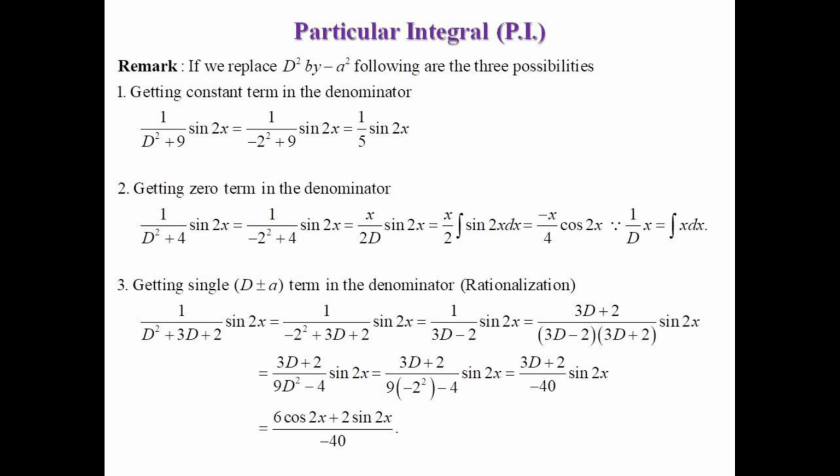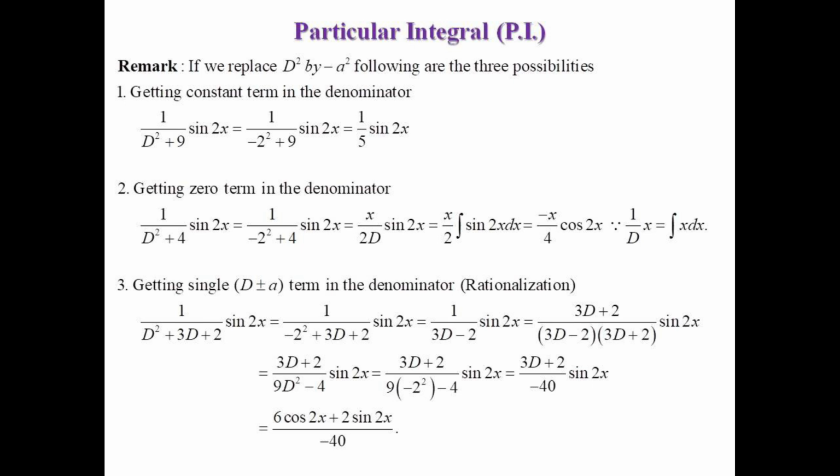But it may be possible that we get a 0 term in the denominator, which is the second possibility. Here again the example is 1 upon D square plus 4, into sine of 2x. In sine of ax, the value of a is 2. If we replace D square by minus a square, we get minus 2 square plus 4, into sine of 2x. That means minus 4 and plus 4, so the value of the denominator is 0.